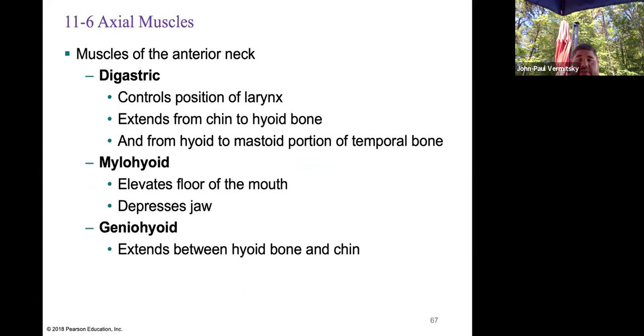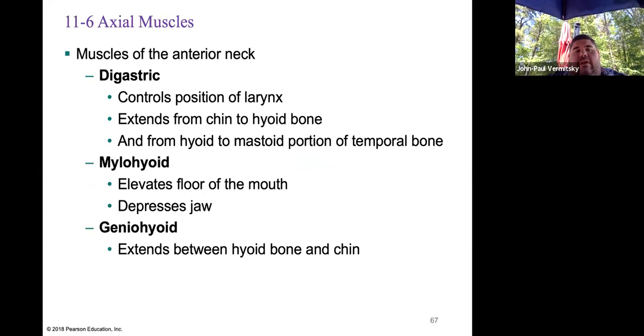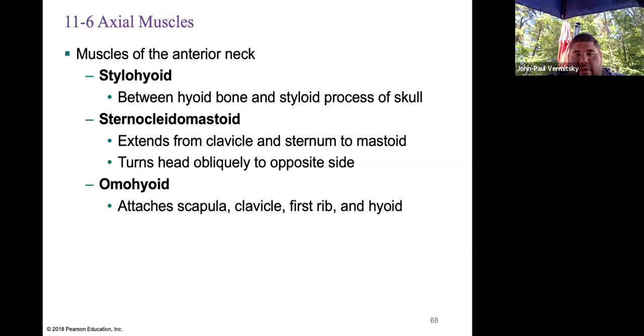Muscles in the anterior neck, which is the front part of the neck. You're going to have your hyoids, and there are several different hyoids. But before that, we have our digastric. This will control the position of the larynx. It extends from the chin to the hyoid bone, and from the hyoid to the mastoid portion of the temporal bone. The mylohyoid, this will elevate the floor of the mouth, and it will also depress the jaw. The geniohyoid, this will extend between the hyoid bone and the chin. The stylohyoid, this is between the hyoid bone and the styloid process of the skull.